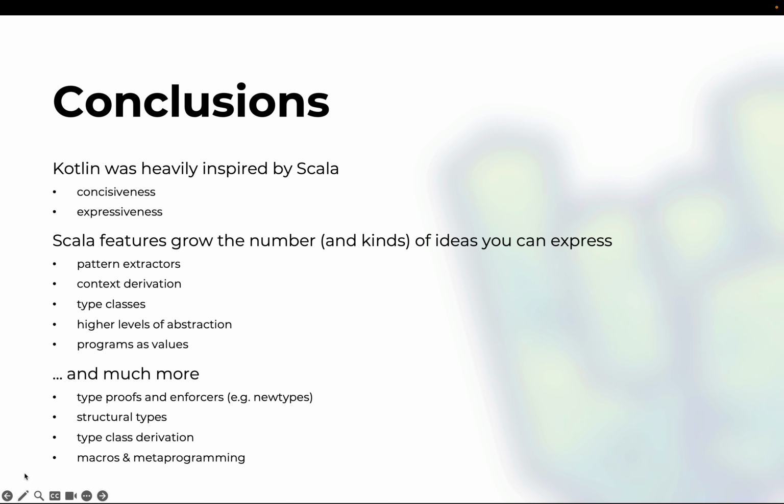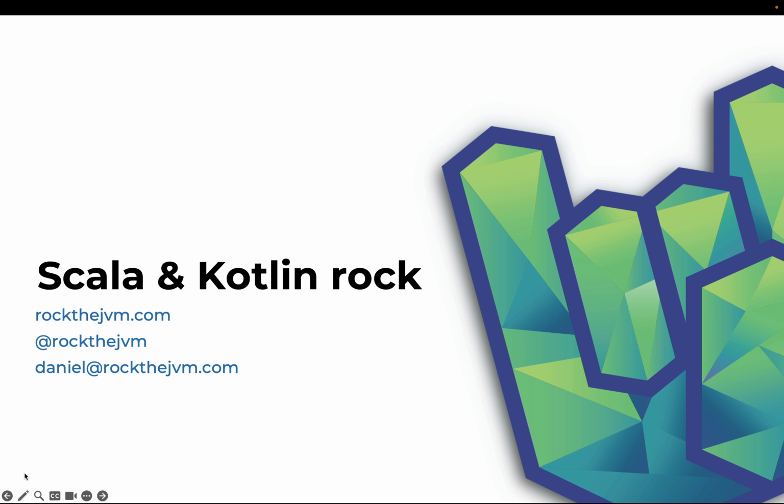Scala also has type proofs and enforcers, or new types, so type-level programming, structural types, type class derivation, and not to speak of macros and metaprogramming, which blows up the kinds of libraries and tools that you can create with the Scala language. So Scala and Kotlin are amazing languages for their own purposes.